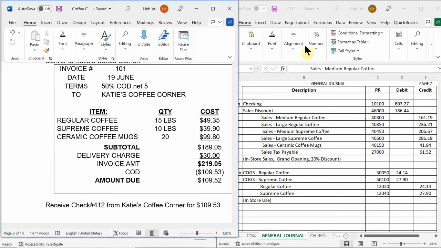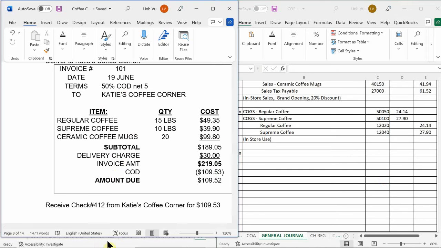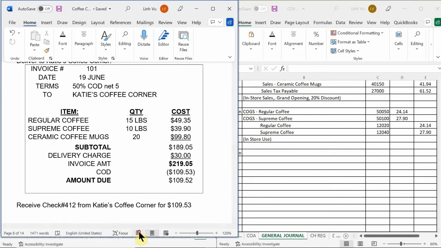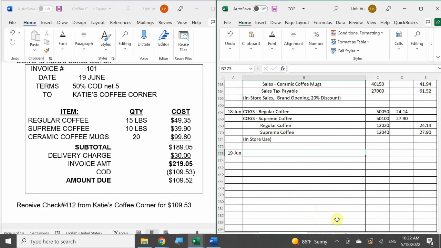So, how do I journalize this transaction? Let's take it one step at a time. What has happened here? We delivered a sale. So what did we sell? We sold coffee and mugs. Now, did we sell them by the cup or by the pound? We sold them by the pound.